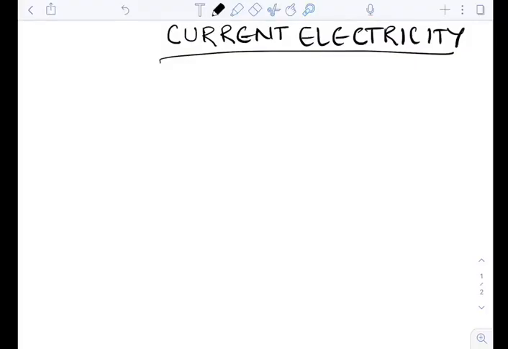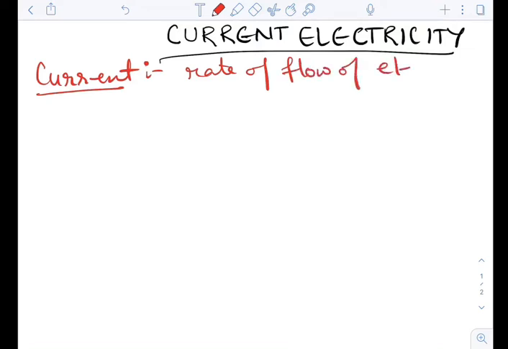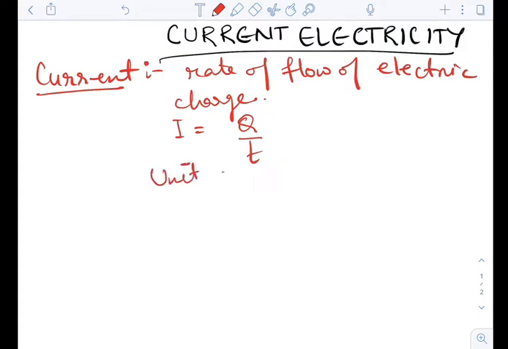So basically we start our topic from current. Current can be defined as the rate of flow of electric charge. Now, as per this definition, I is equal to Q by T, where Q is charge and T is time. Current has a unit of ampere and is a scalar quantity even though it has direction as well as magnitude.